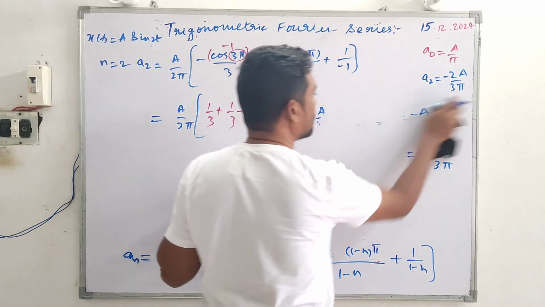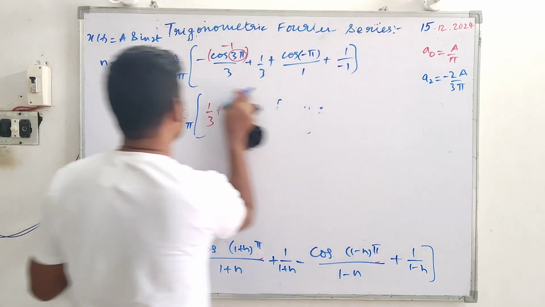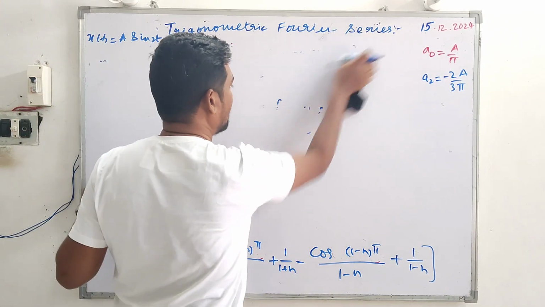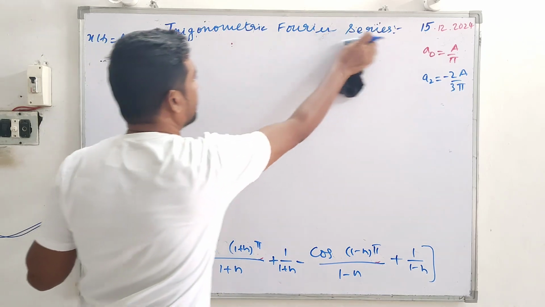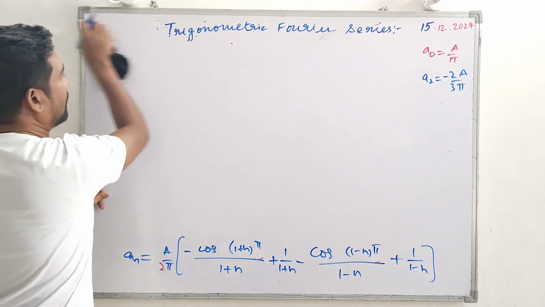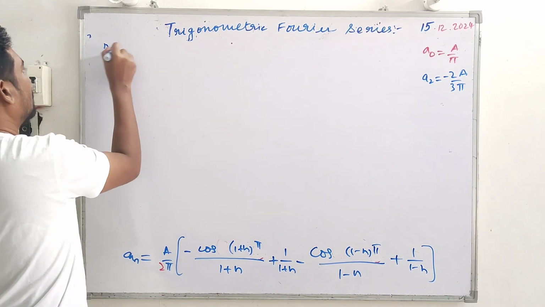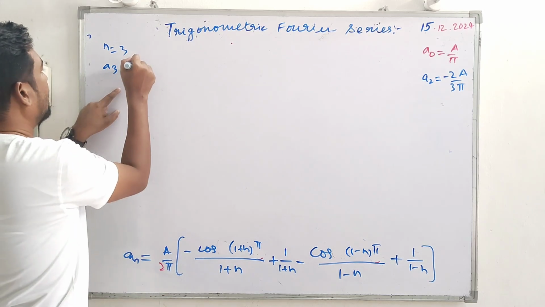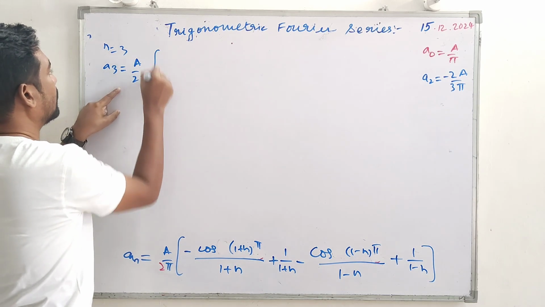In the same way, we compute different values of the coefficients with n equal to 3, 4, 5, 6. Let's see what happens with the different values of n over here. X of t is this. Okay. N equal to 3. In the sense, we go for A3. A by 2 pi, we don't touch it.